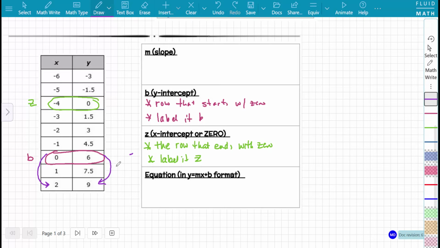So how did I get from 9 to 6? I had to add 3. How did I get from 0 to 2? I had to add 2. So again, I'm using my delta y over delta x, or the slope formula if you prefer. And I can use, like I said, any 2 points.